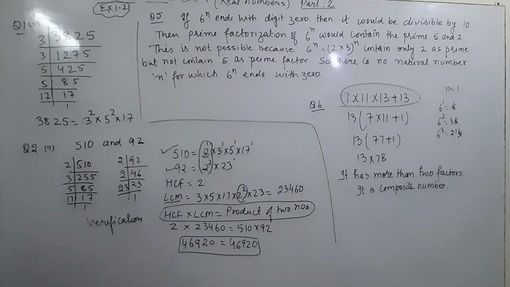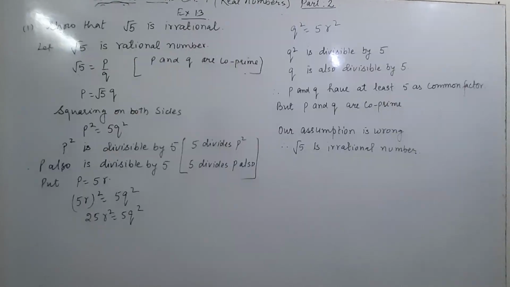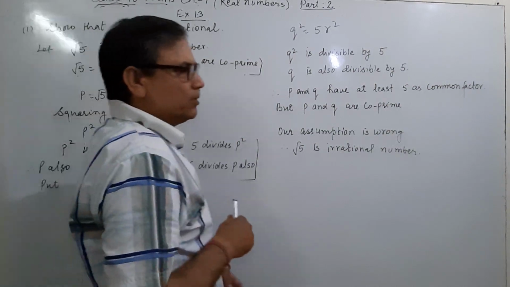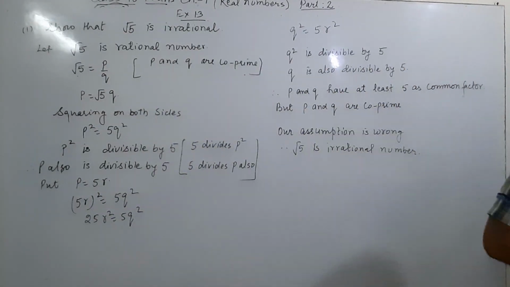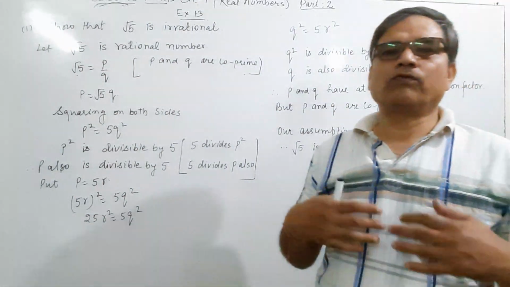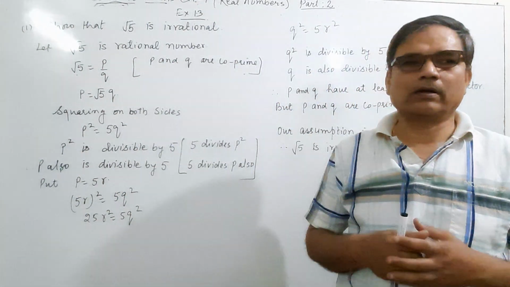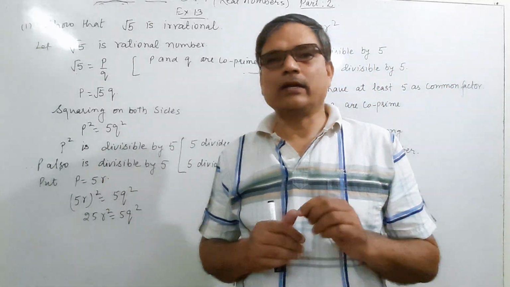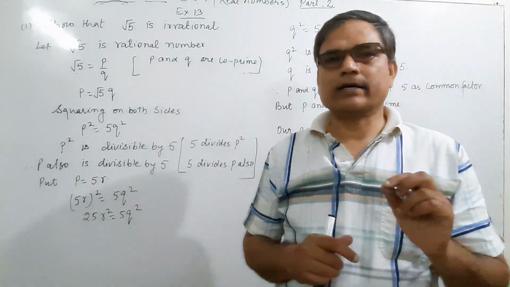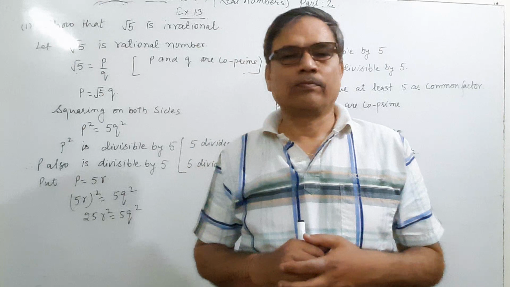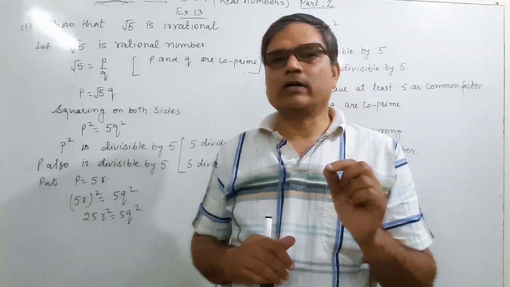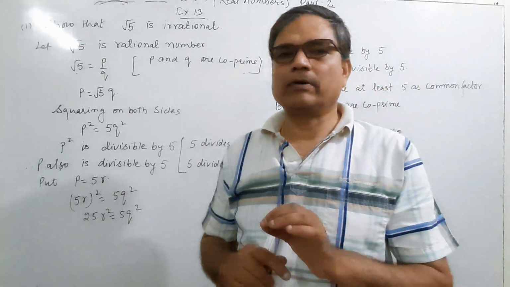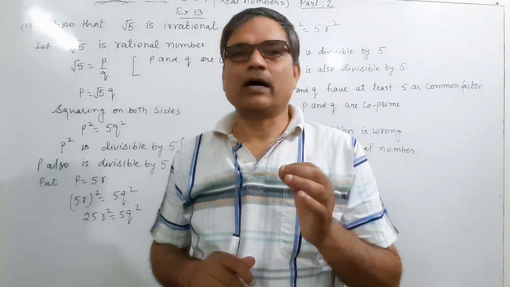These are the symbols. Now exercise 1.3, question number 1. Root 2 is an irrational number, root 3 is an irrational number, root 5 is an irrational number, root 6 is an irrational number. You have done this in 9th class, you know it very well. Irrational numbers are those numbers which cannot be expressed in p by q form and which have a non-terminating, non-repeating decimal expansion.